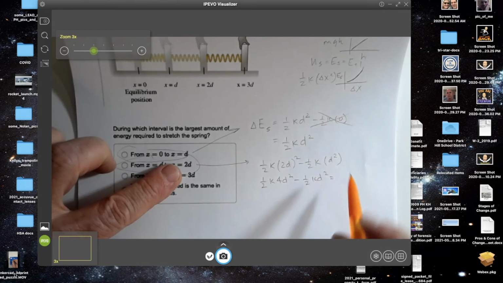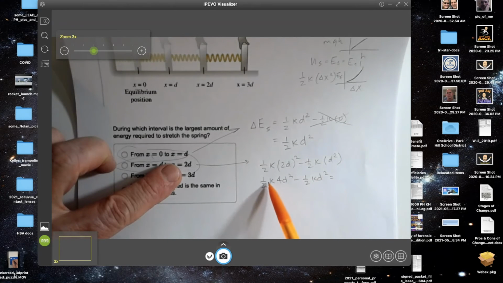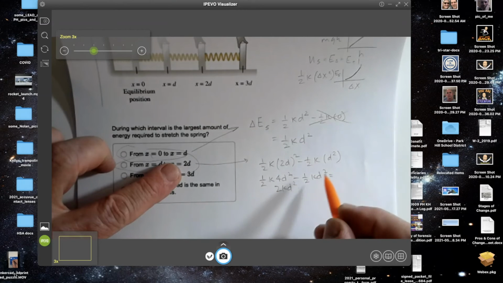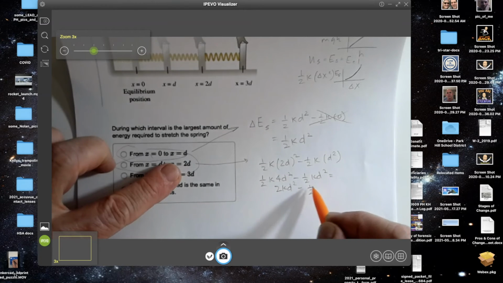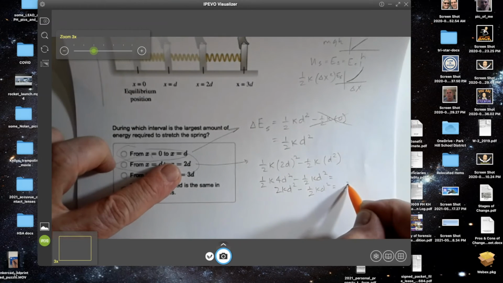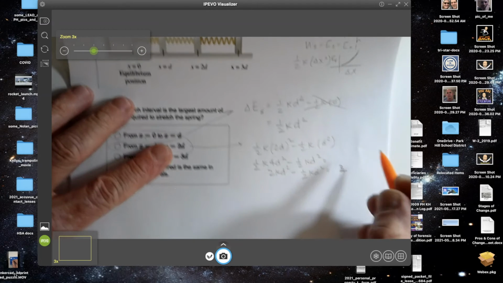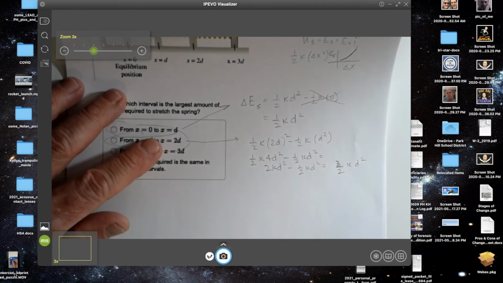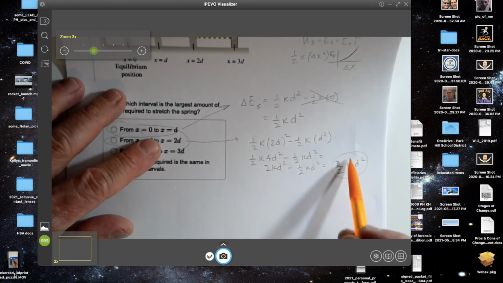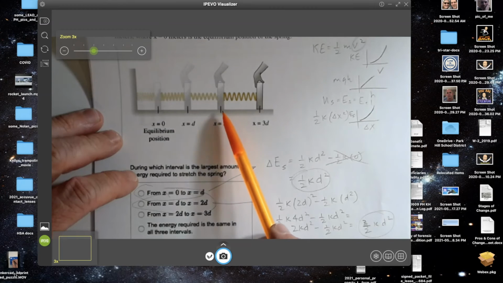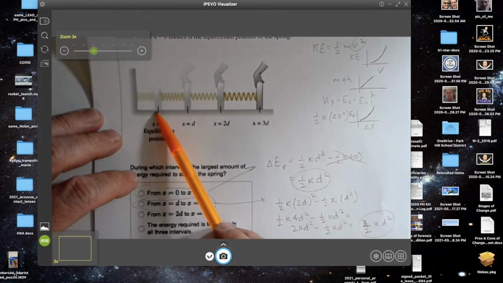So this is really 2k d squared minus 1/2 k d squared. That's going to be 3/2 k d squared. Notice that the amount of energy here is larger. So it takes more energy to go from here to here than it does to go from here to here.